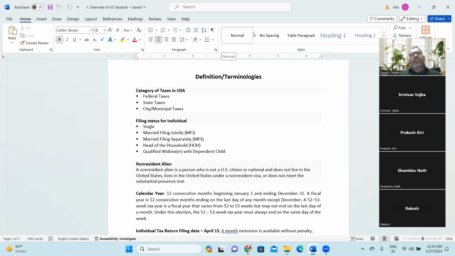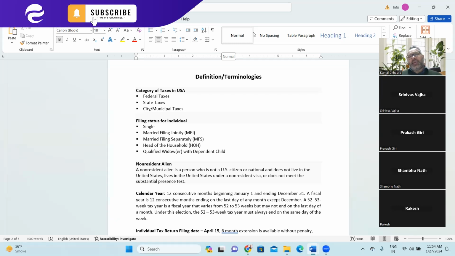Married filing jointly is generally the most tax advantageous situation. Most of the tax benefits, I would say, are higher for a married filing joint return, and the most tax disadvantageous position is married filing separately. And there is a reason for it.